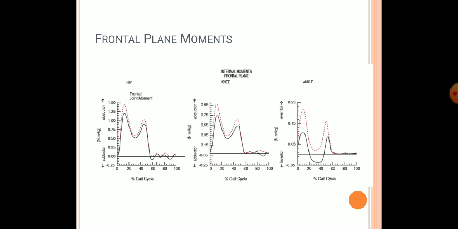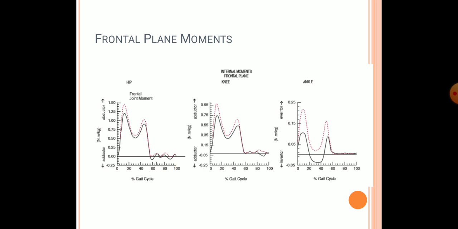So what are the moments which are happening in the frontal plane? In the hip joint the main moments produced are abductor and adductor. What happens in the beginning of the gait cycle in the hip joint, it will start with a mild abductor moment, and it increases to the maximum and there is some fluctuation, and by 60% of the gait cycle there is some amount of adductor moment happening at the hip joint.